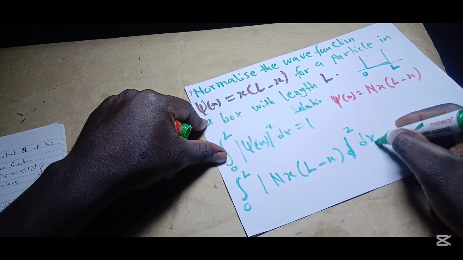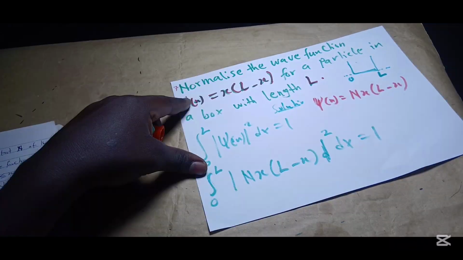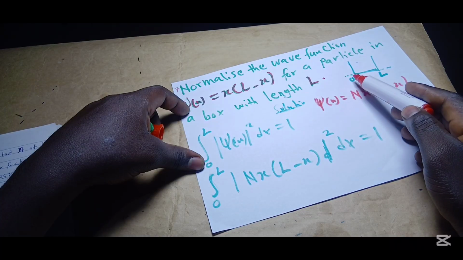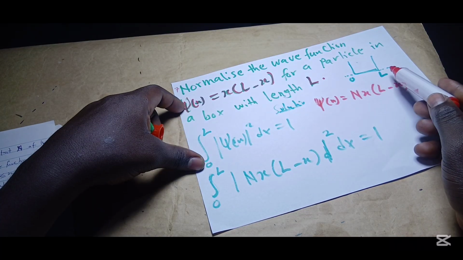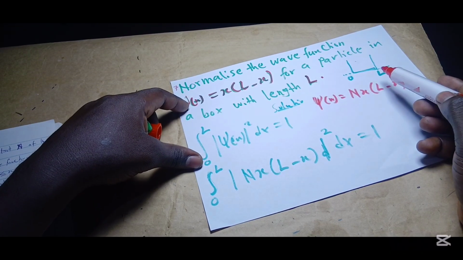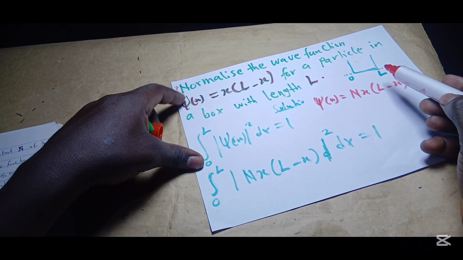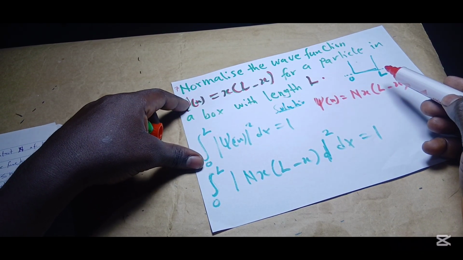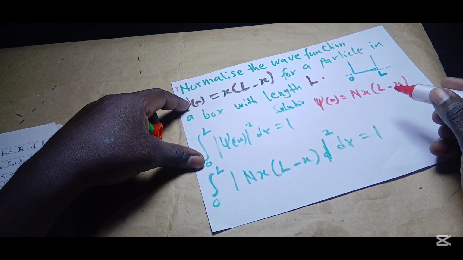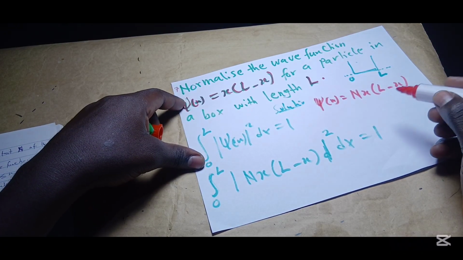All squared dx equals 1. So anytime we are talking about a particle in a box, you should know that there is 0 chance of finding the particle outside the box, and there's a chance of finding the particle in the box. If you are not given the length of the box, then you can choose 1, meaning there is 100% chance of finding the particle in the box.